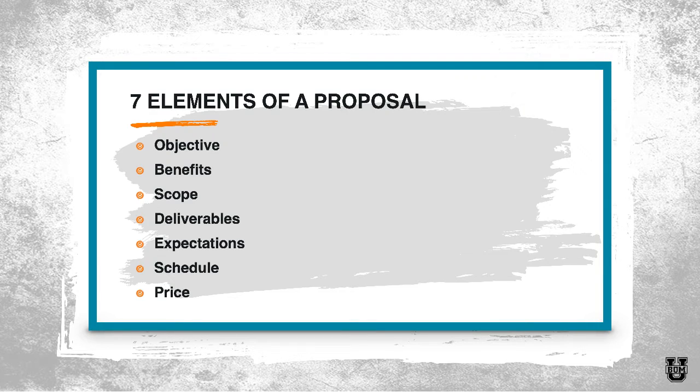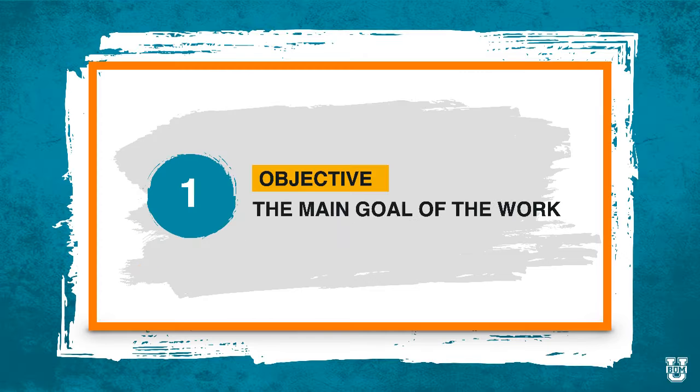But the 7 elements, the things that you need to include in your proposals are the objective, the benefits, the scope, deliverables, expectations, schedule, and price. And I know a lot of this is going to look familiar because we talked about how to create a one-to-one offer way back in module 1. So you're not starting from scratch here. You're starting from the core pieces of what your offer actually is. And we're going to talk about how to take those and add to it for your proposals.